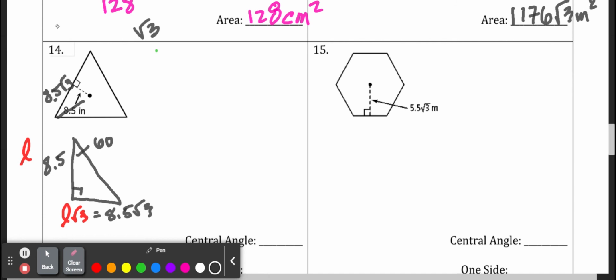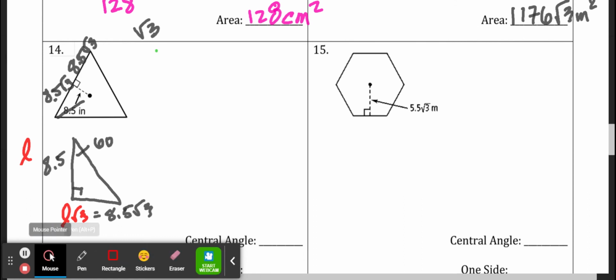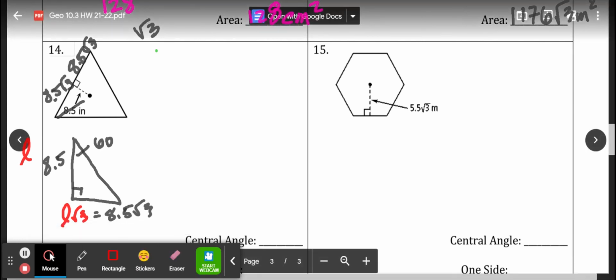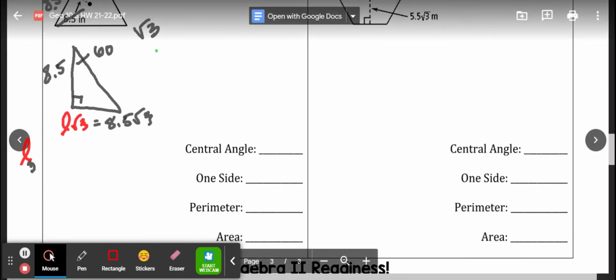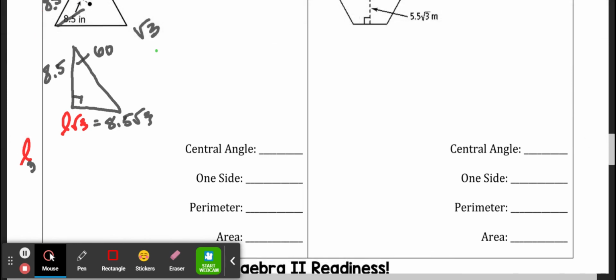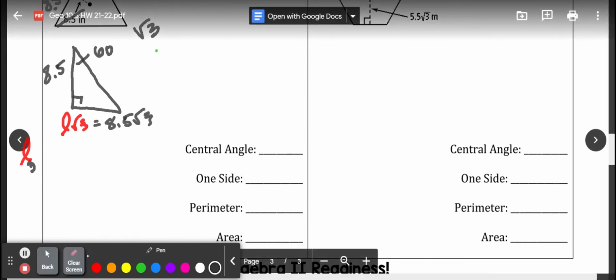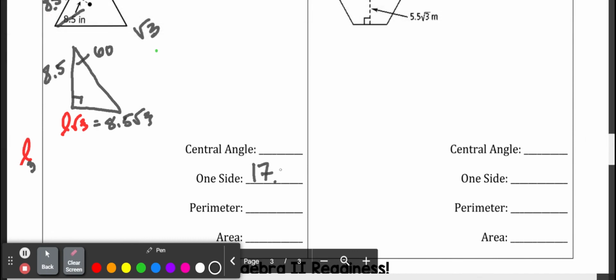But remember, it's this second piece too. So we actually have to add 8.5 together to make the whole side. And so if we do that, what's 8.5 plus 8.5? That's 17, I want to say? I'm going to double check that. It is. So one side's going to be 17, and our central angle is 120 divided by 2. That's how I got that 60.